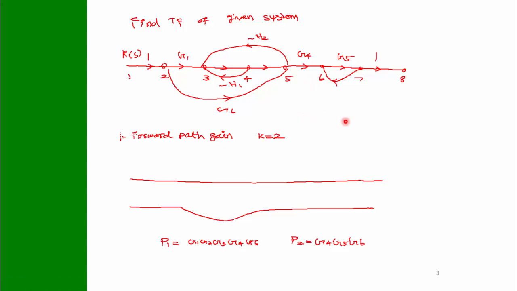Now you see that your cursor has changed into laser mode. Now you can pinpoint at any place. Say for example, forward path gain here. This is P1 P2 value. Then find the transfer function of a given system like this.